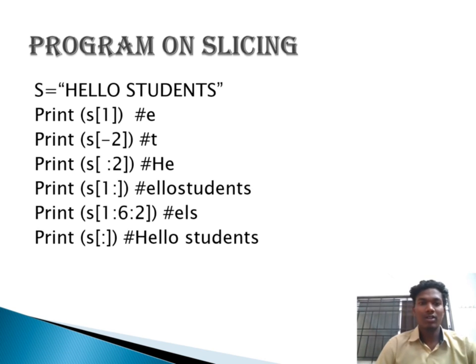Programming of slicing. Take a string S is hello student. Print S of 1, the output is e. Print S of minus 2, the output is n. Print S of colon 2, the output is he. Print S of 1 colon, the output is ello student. Print S of 1 colon 6 colon 2, the output is els. Print S of colon, the output is hello student.